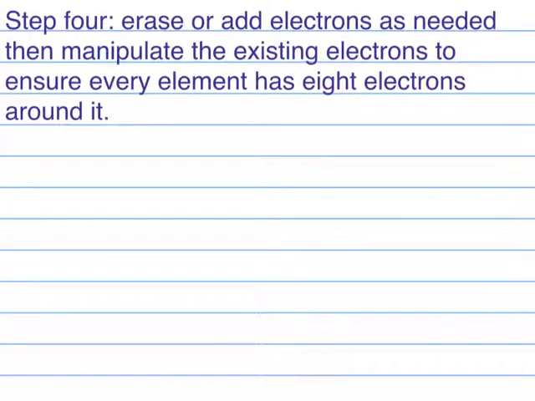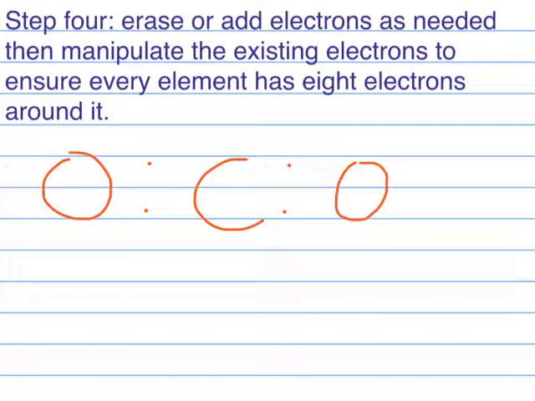Step 4 says to erase or add electrons as needed, and then manipulate those existing electrons to ensure every element has 8. So let's redraw what we had. We had C, O, O, and we had 16 electrons drawn, for a total of 20. So I need to eliminate 4 of those electrons.